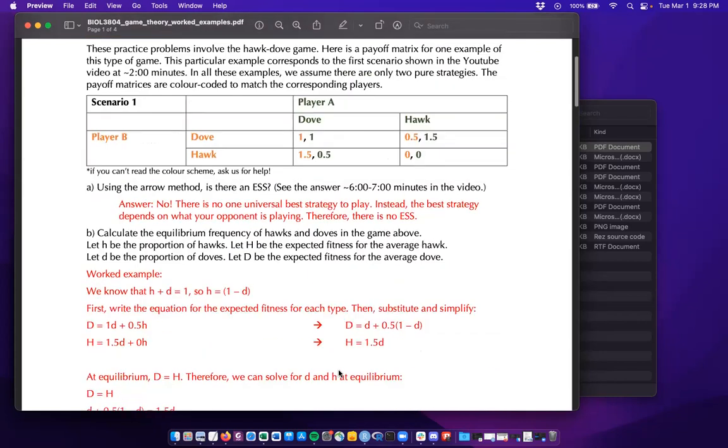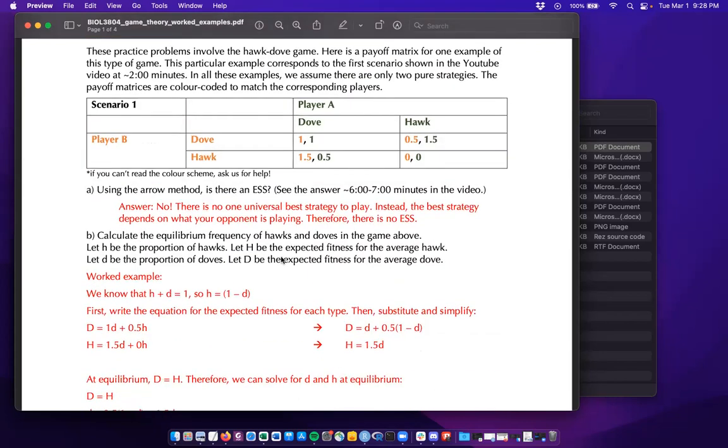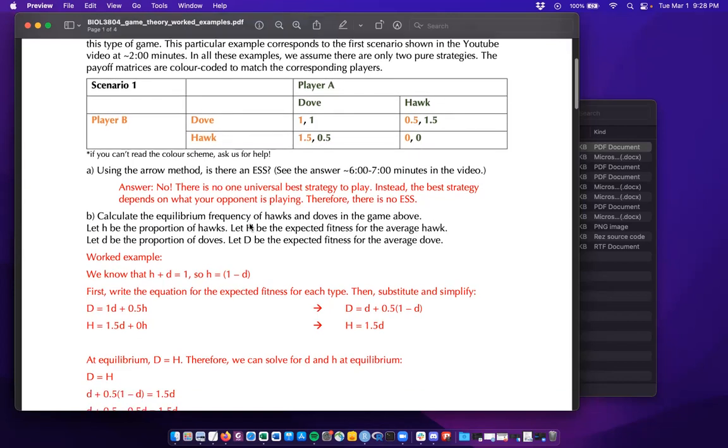Okay, but if there is no ESS, then we can ask the question, what will the equilibrium frequency be? Because when there's no ESS, it means that what the best strategy is depends on the frequencies in the population. And so we can figure out what those frequencies will be at equilibrium. Okay, and so this is where I feel like it's a bit trickier, but still it's not that hard. It's more about just not getting confused about the symbols.